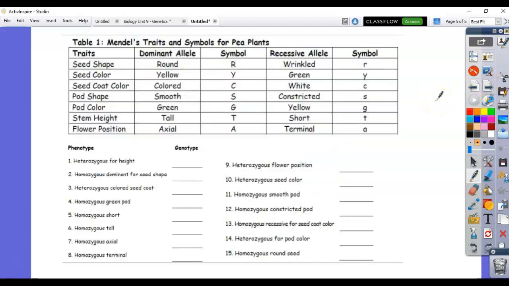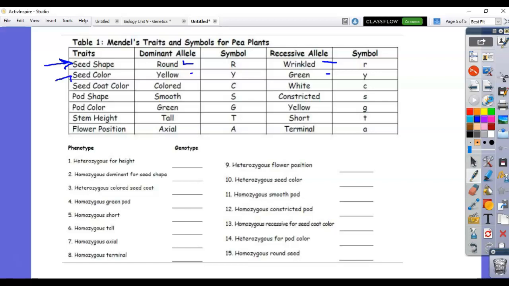All right, so here's the final test. Okay, we've got all these different symbols. And they'll tell you, so seed shape, all these different traits. So here's some traits. Seed shape, round is the dominant one, wrinkled is recessive. Okay, seed color, yellow and green, and they tell you what letters represent each one. Okay, so let's put this all together.